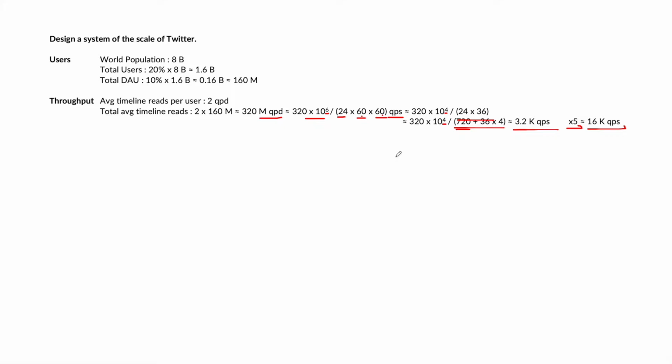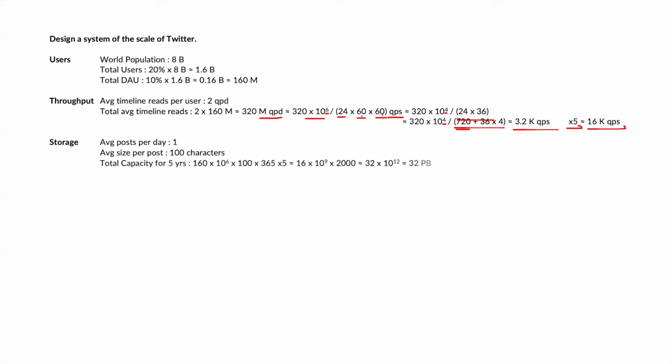The other important part is storage analysis to help us understand how much space we need to design this system for. So let's assume on an average each user posts one post each day with an average of 100 characters per post. So let's say we want to build our storage for the next 5 years. So we are looking at a storage of 116 million, which were our daily active users, multiplied by characters per post, multiplied by 5 years, which would be 365 into 5. This would come to around 32 into 10 to the power of 12. And if you remember our conversions table, this would make up to 32 petabytes.